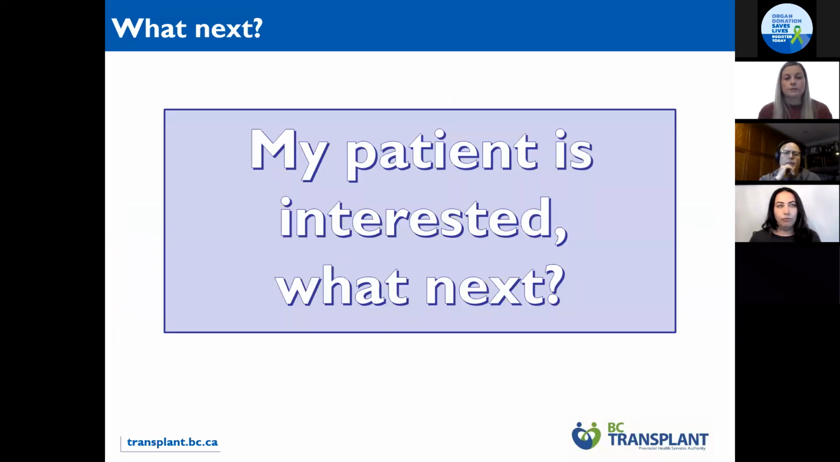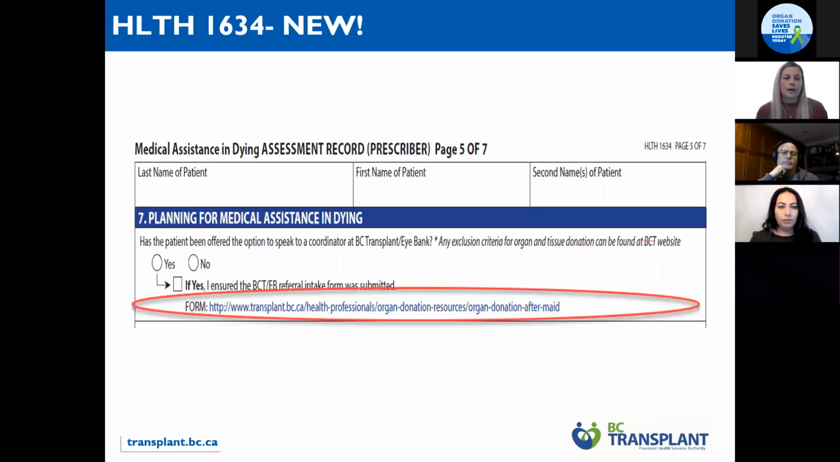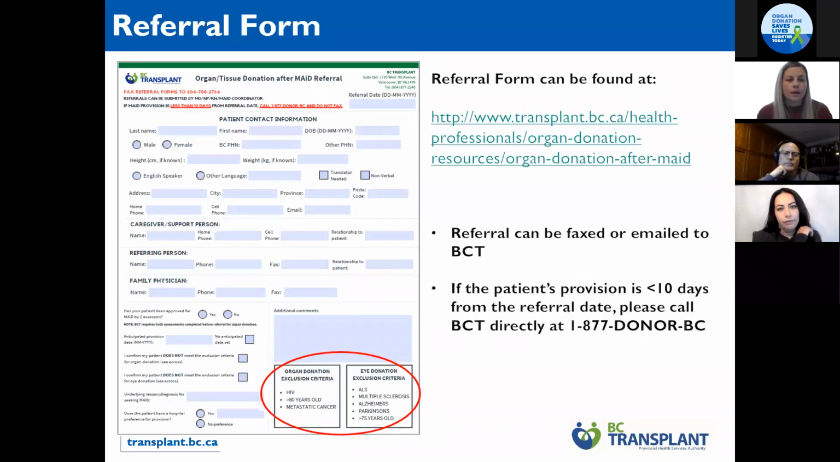So you have approached the patient and offered them the option to have this conversation, and they are now interested. So what is next? Going back to your 1634 form, if the patient is interested, you'll see a link to a website that goes directly to the BC Transplant web page and has our referral form. So this is our referral form. Again, the exclusion criteria is here right at the bottom. We would ask that you either fax or email this to us.